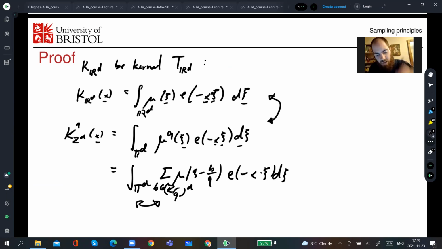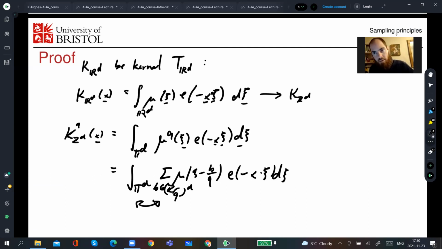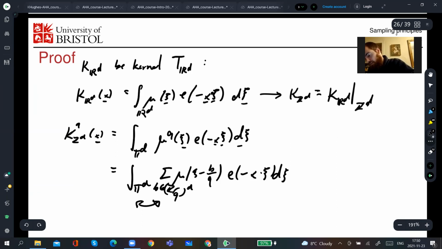Okay, so since q is greater than or equal to 1, and mu was supported inside minus 1 over 4q to 1 over 4q in every direction, we have that this kernel is smooth, and its value at every point x is well defined, including x being the integers, right? And so we're going to use that to define k of Z^d, just k of Z^d, no superscript q here, which is just going to be k of R^d restricted to Z^d. Great.